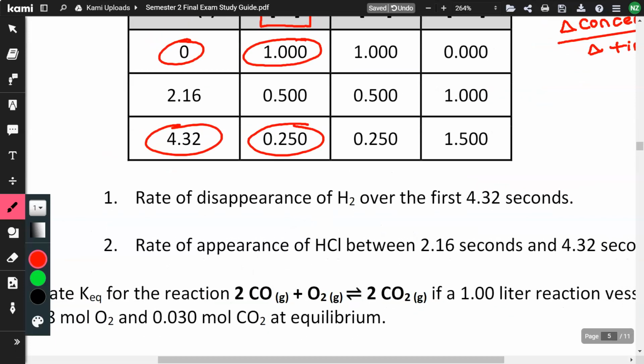So our concentration goes from 1 to 0.25. It's always final minus initial, and the same thing with the time. So here you get 0.174. Our concentration's changing per second, so our units are going to be molarity per second, not meters per second.